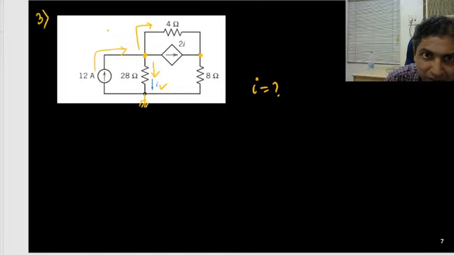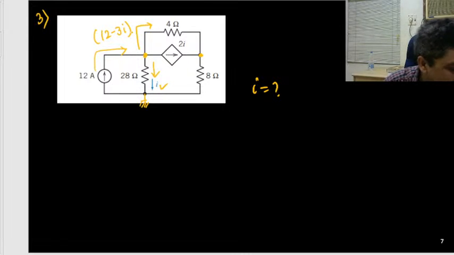So obviously, the total current coming is 12. Out of this, I plus 2I, which is 3I, is going away. So the rest will go through this 4 ohm. So 12 minus 3I. Exactly correct. So this is 12 minus 3I, perfect.